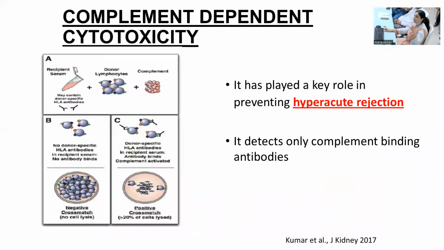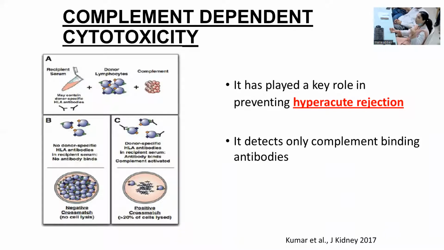Now the CDC, basically, is the actual cross match. We take the donor cells, having the HLA antigen, and the recipient serum, and it plays an important role in hyperacute rejection. Because we are doing the actual cross-match technique, it should not be ignored. Once it is positive, the patient is not eligible for the transplant, and we term it high immunological risk. And as the name indicates, it detects complement-dependent antibodies.